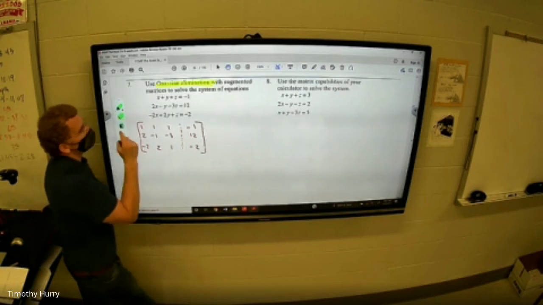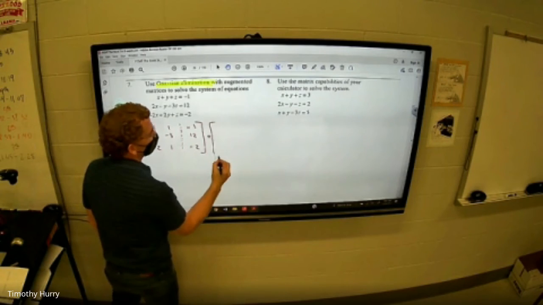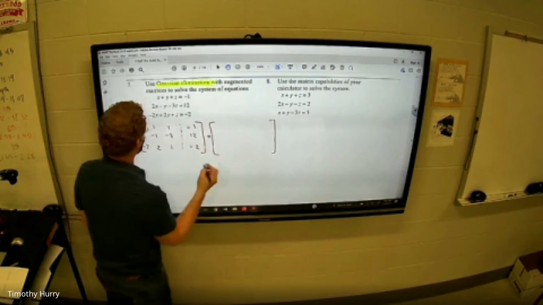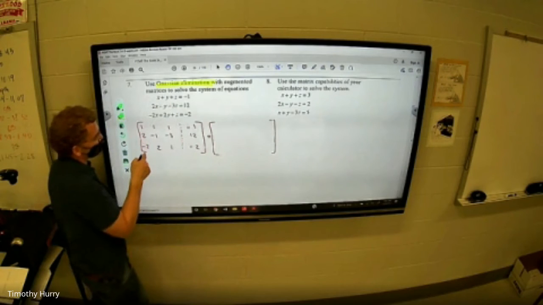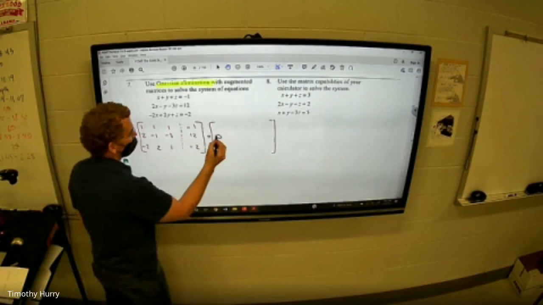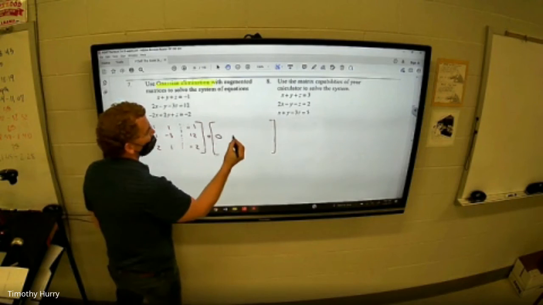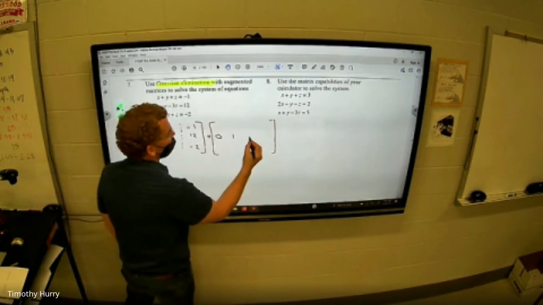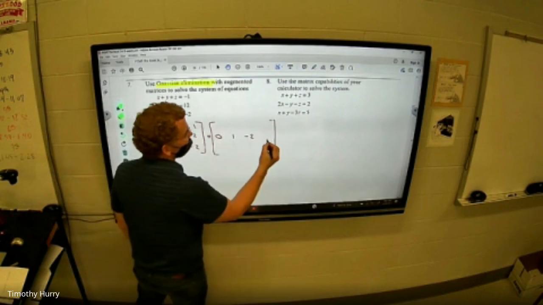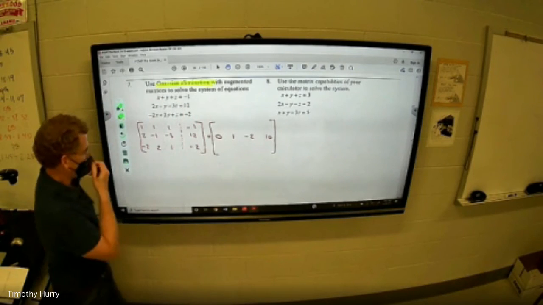I'm going to rewrite it over here. And use as many matrices as you need. So if I add that to that, I get 0. That to that, I get 1. That to that, I get negative 2. That to that, I get 10. And then what else could I do?